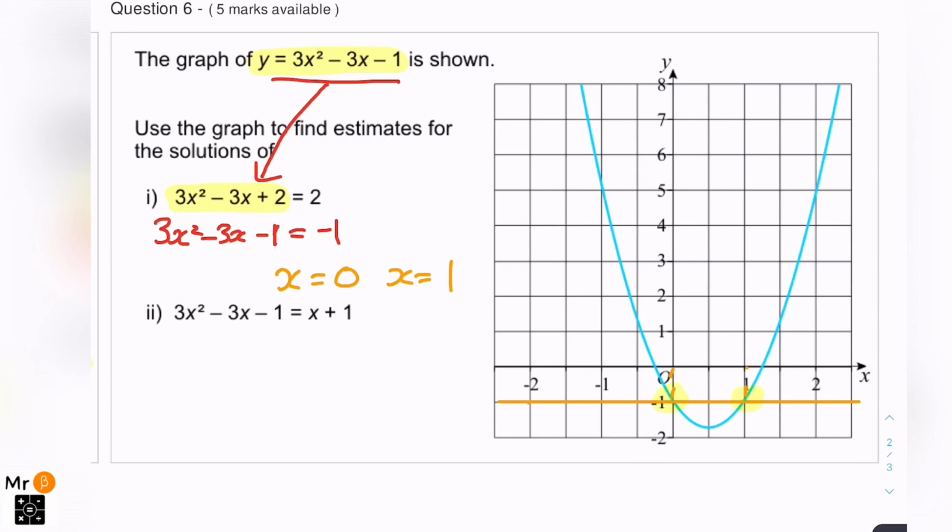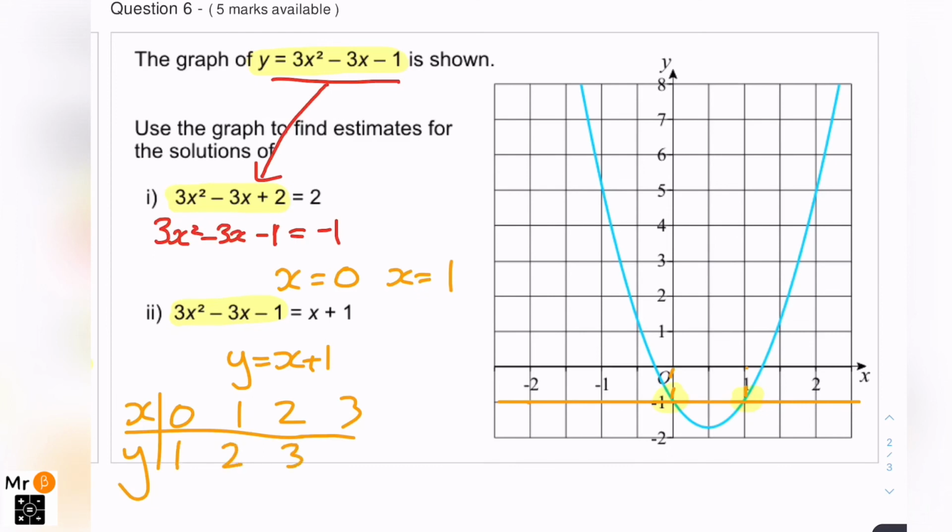In our second part, you'll notice that the equation on the left is exactly the same and the equation on the right is x plus 1. So we need to draw the line y is equal to x plus 1. You can do this by doing a table of values if you need. So we know when x is 0, y must be 1. When x is 1, y is 2, then 3 and 4. If we plot this on our graph, we would get this straight line.